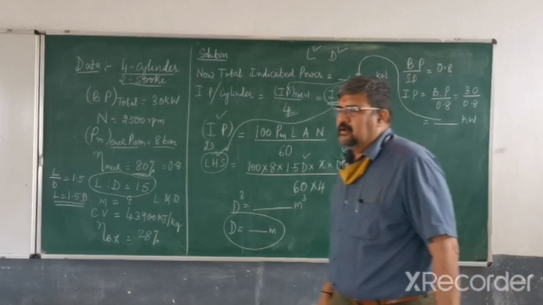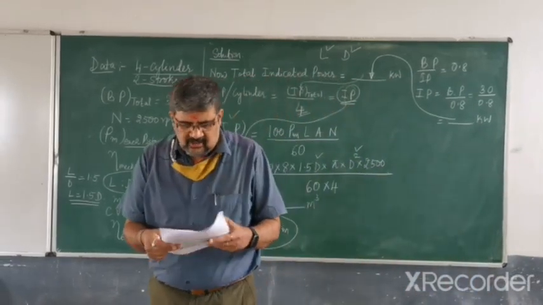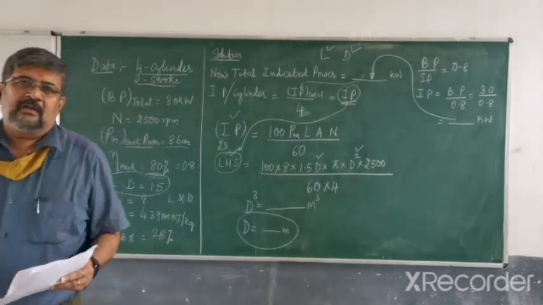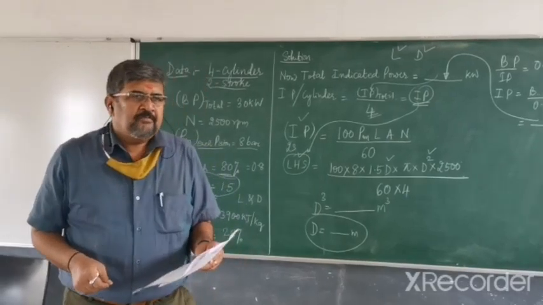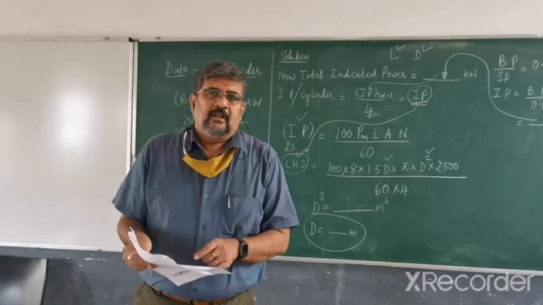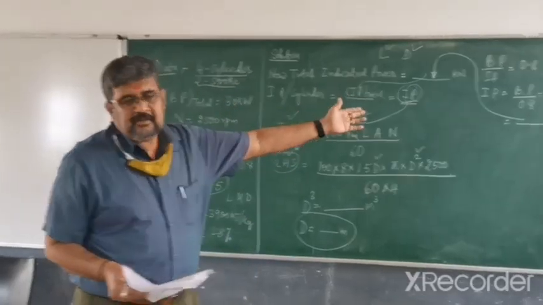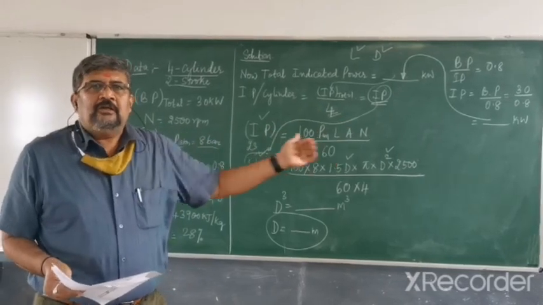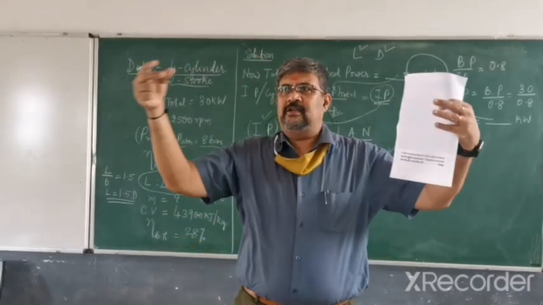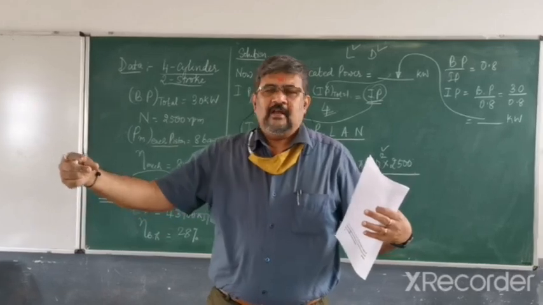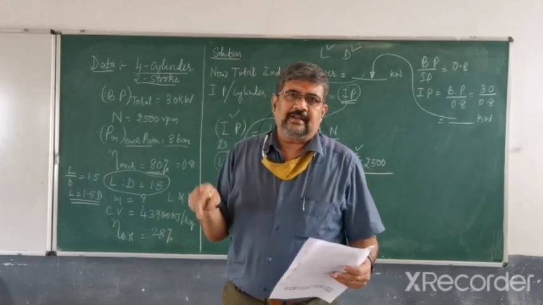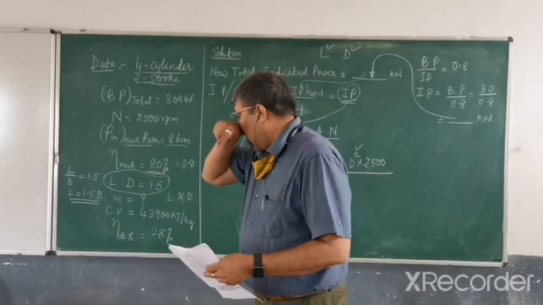Now what we need to do is find out the specific fuel consumption. If I use the total power, that is 30 kilowatt, and find out the specific fuel consumption, that will be for all the 4 cylinders put together, because that is the total brake power. If you divide 30 by 4, you will get the brake power per cylinder. But since all 4 cylinders are connected to the same crankshaft, and the crankshaft is delivering 30 kilowatt, I will take the total brake power as 30 kilowatt.